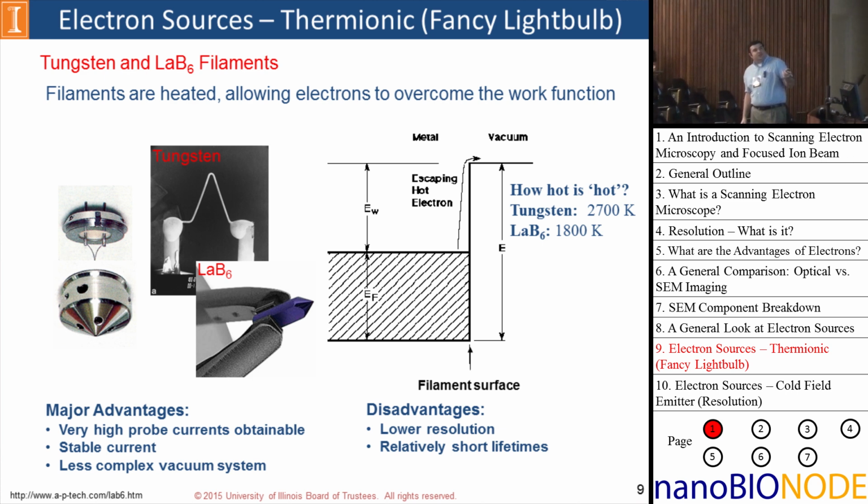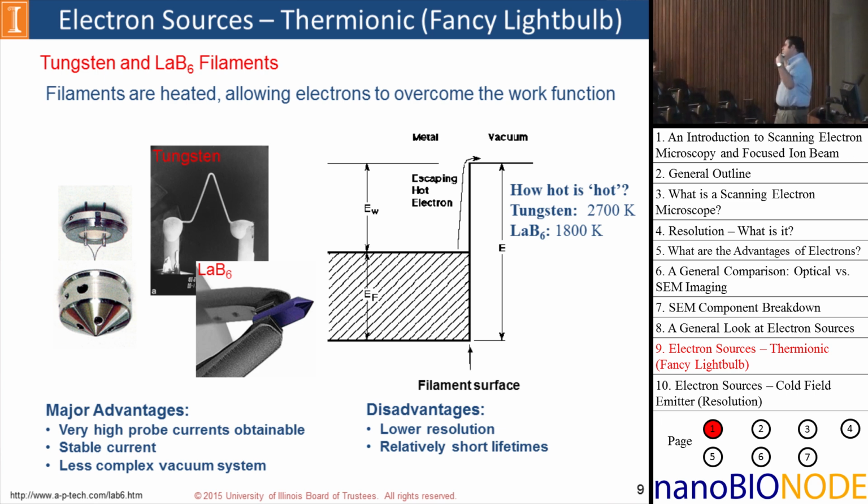Basically what it comprises of is a tungsten filament, and we have some LaB6 crystals as well. You pass a current through this, you produce heat, and the idea here is to take electrons from the top of the conduction band, heat them up so much that they overcome the work function of the material, and they escape into the vacuum level.